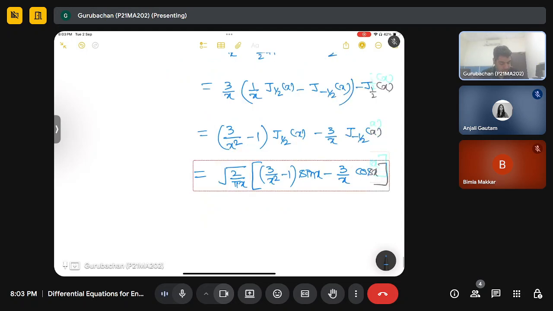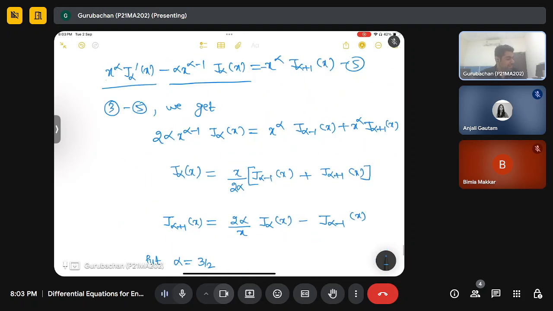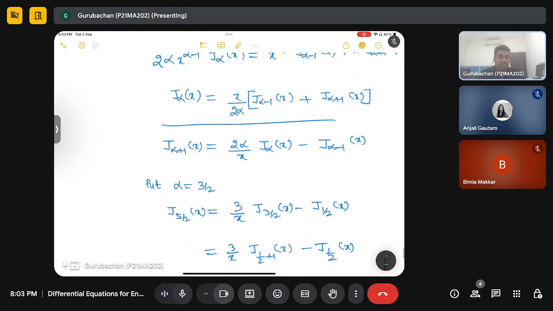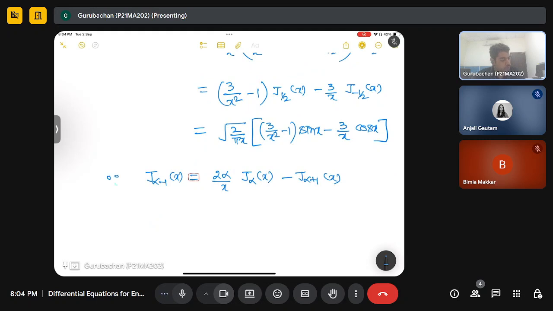And the next one will be, we have to calculate J minus 5 by 2 in the similar manner. So you will write this formula in terms of J alpha minus 1 of x. So again you will get J alpha minus 1 of x equals 2 alpha by x J alpha of x minus J alpha plus 1 of x. So we are rewriting it like this.